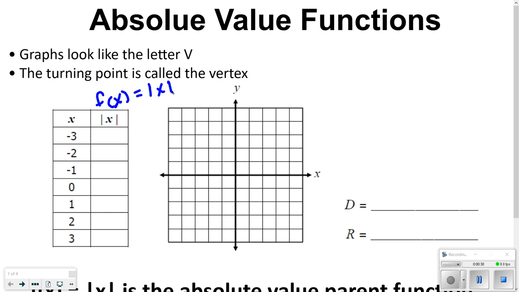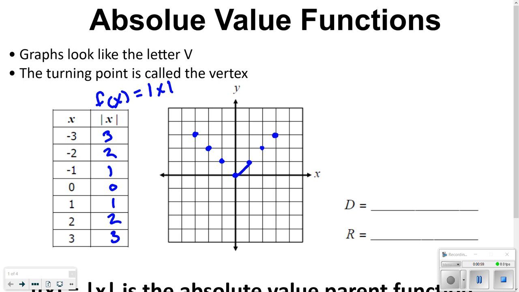looks like. All right, so if I plug in -3, it's going to become a +3. This will become 2, 1, 0, and then all of these will remain positive. Because remember, absolute value takes all negatives, turns them positive. All positives are going to stay positive. So let's plot these points. Okay, once we plot these points, we're going to go ahead and connect them.